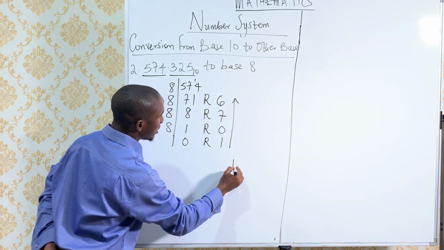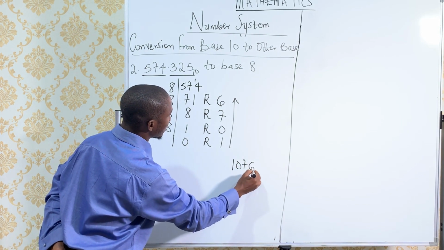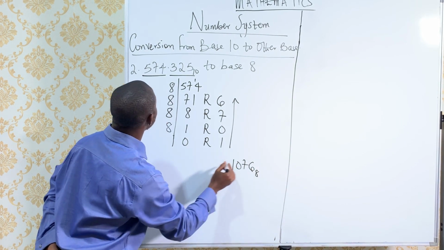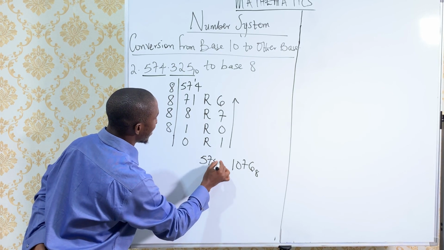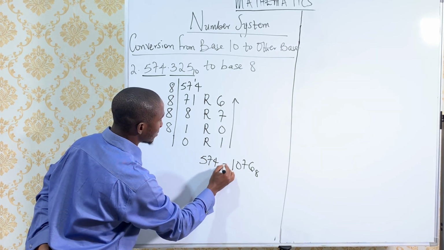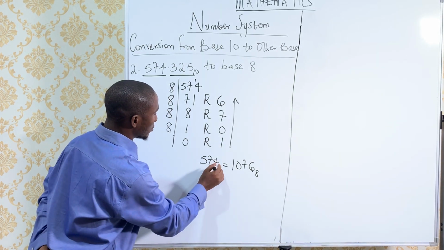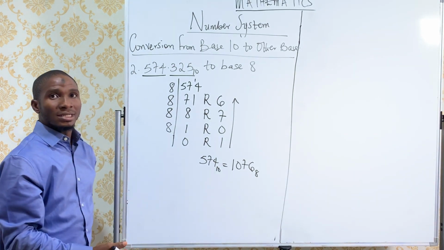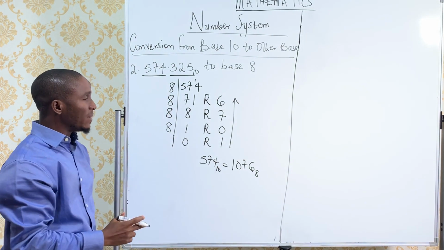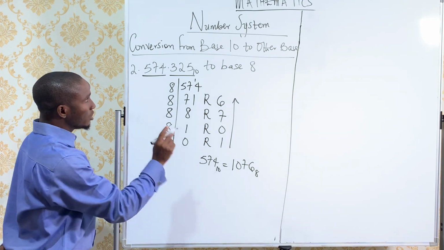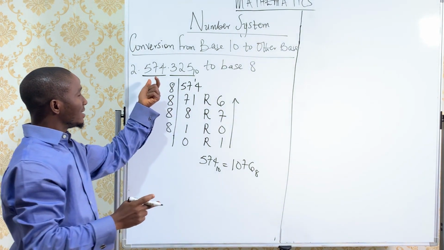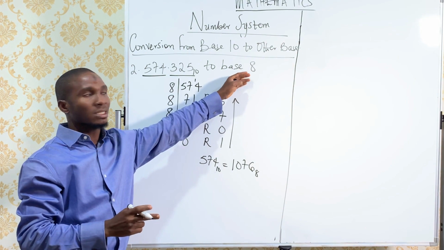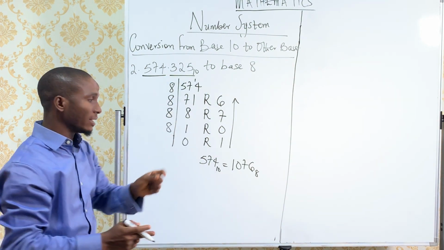That will be 1076 in base 8. That is the integer part: 574 in base 10 to base 8. Now, what about the decimal part? Don't forget, we divide the integer part with base 8, but the decimal part we are going to multiply.